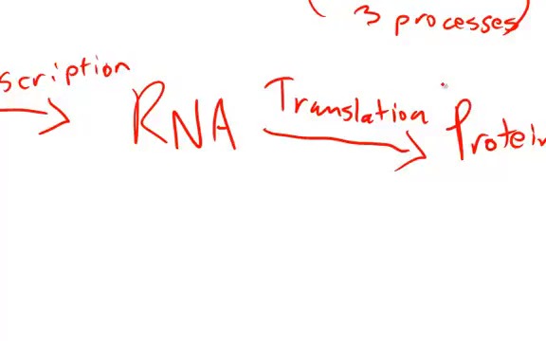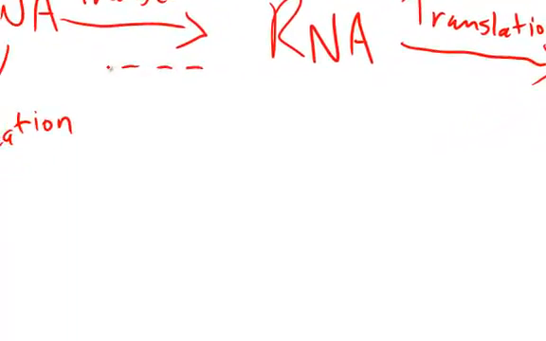But right here, I want to mention several more things. One thing I want to mention is that there is another process which happens in some cells, and I'm going to draw this as a dotted arrow, and it goes from RNA to DNA, and this is called reverse transcription.